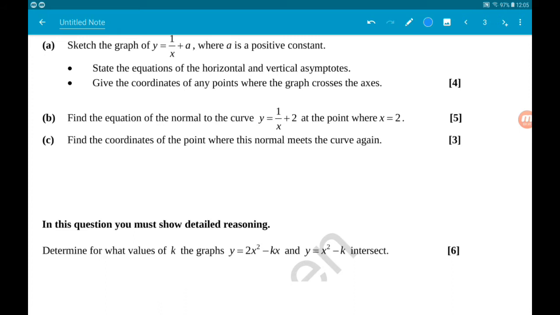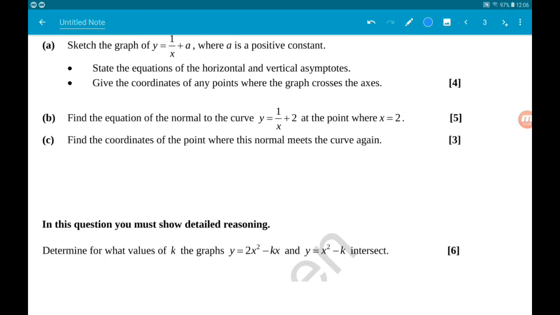If it's perpendicular, then the gradient of the normal times the gradient of the curve at this point is equal to minus 1. So, if we find the gradient of the curve at this point, we can then find the gradient of the normal, and we can then use y equals mx add c to find the value of c. To do that, we are also going to need the y coordinate at this point.